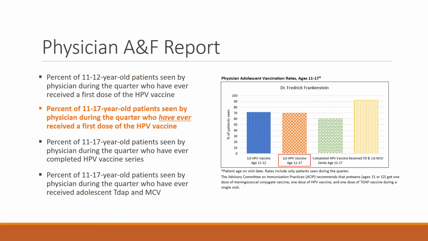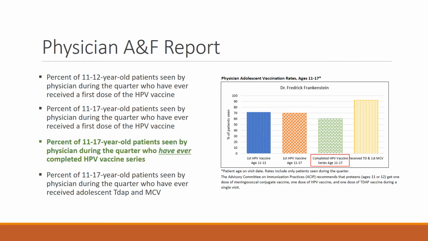The orange bar represents the percent of 11 to 17-year-old patients seen by the physician during the quarter who have ever received a first dose of the HPV vaccine. The green bar represents the percent of 11 to 17-year-olds seen by the physician during the quarter who have ever completed the HPV vaccine series.